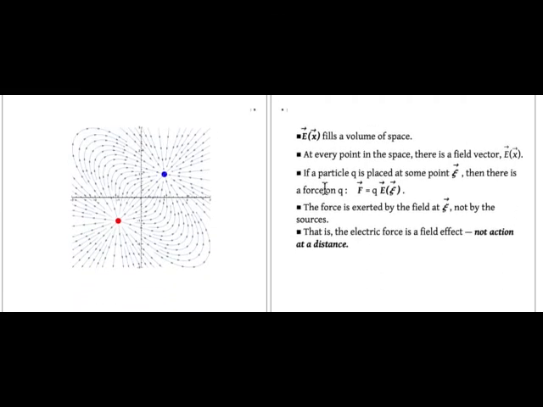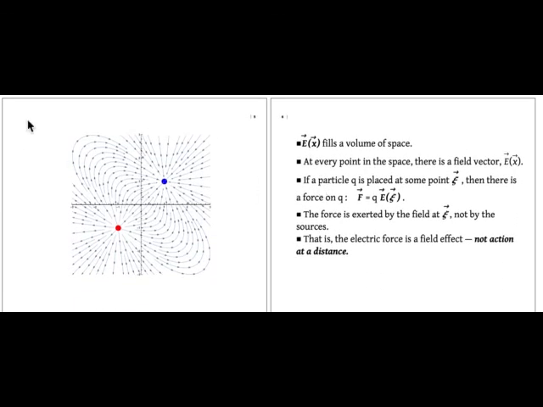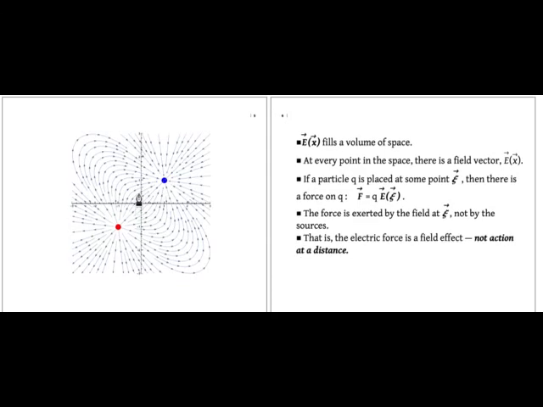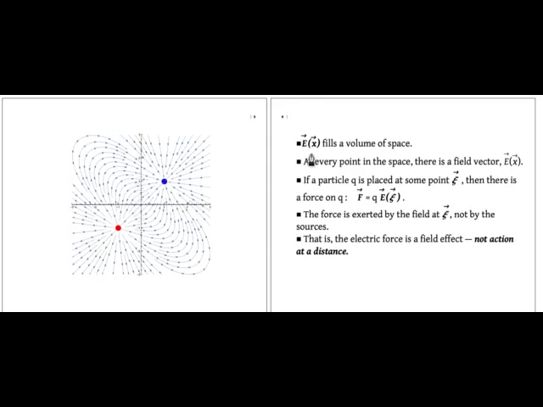All right, so now, let's summarize what I've said so far. So here's a picture of a field coming from two sources, 2 point charges. The field fills a volume of space. It's present at every point in the space. At every point in the space, there's a field vector, E of x. If a charged particle is placed at some point, let's call the point C, then there'll be a force on that particle. And the force will be equal to Q times the electric field.